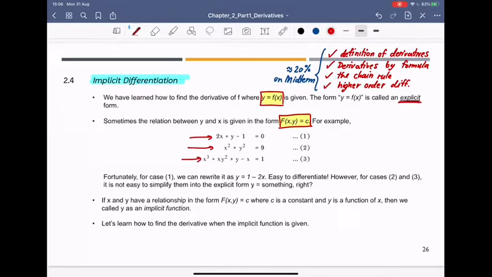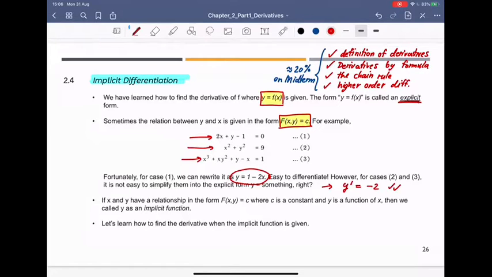Well, luckily for case number 1, you can simplify and actually you get y equal to 1 minus 2x, right? I mean, if you move anything that is related to x to the right hand side, so easy, so you get y equal to 1 minus 2x, and then now you can differentiate it, so you get minus 2, done.